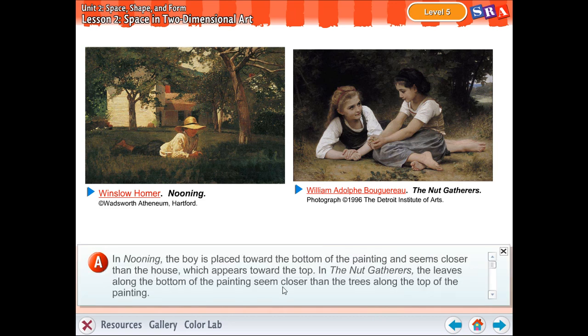Okay, so yes, the boy is placed towards the bottom. Remember, anything that you put on the bottom is also considered closer. Things you put in the bottom are closer. Things you put higher on the paper are further away. But you just have to make sure if you put something on the top of the paper that you also make it smaller. Okay, Nut Gatherers, leaves. The bottom of the painting is closer. Then there's the girl.